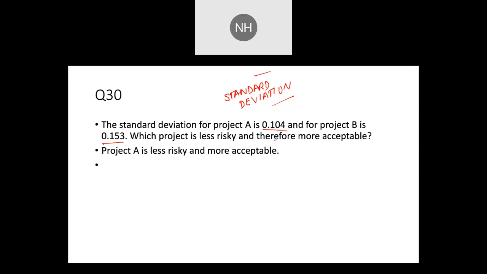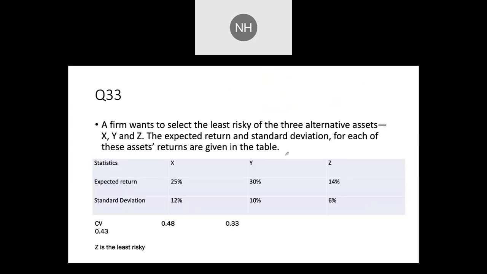They will be the same. So which project is less risky and therefore more acceptable? Tell me which project, when standard deviation is low or high? So A is less risky because the standard deviation is less. Standard deviation sigma A is less than B. So we will choose A. This is less risky or less variable. Now let's see the third method, which is the coefficient of variation. This is a better method, especially when the returns are different.